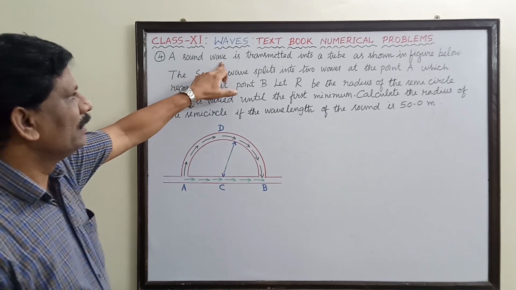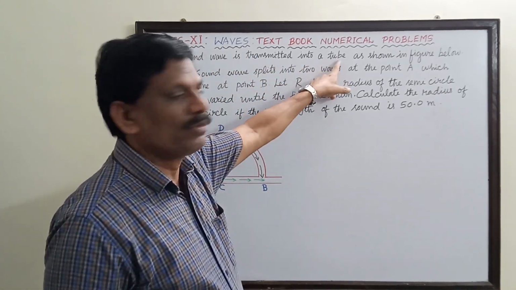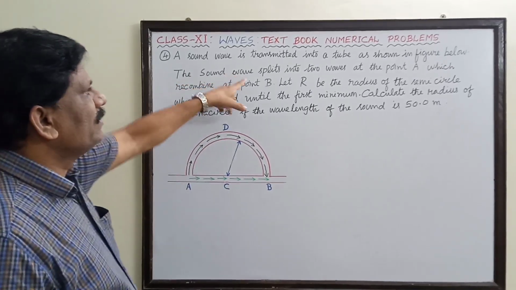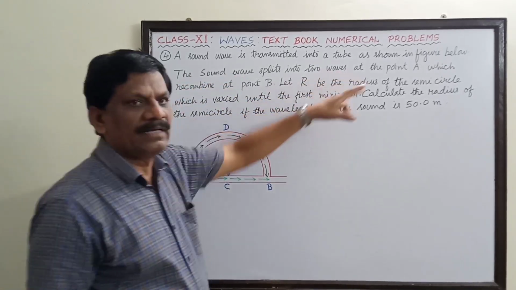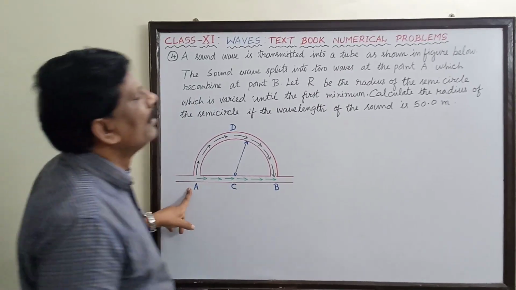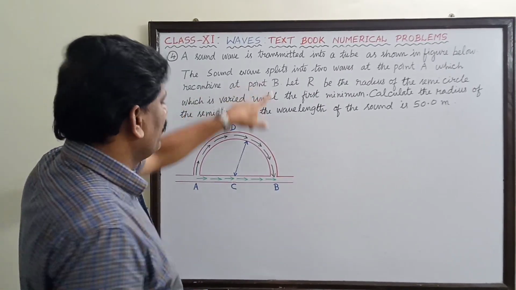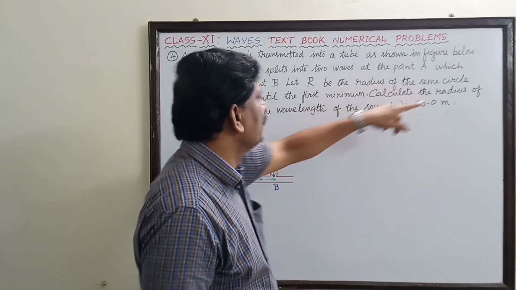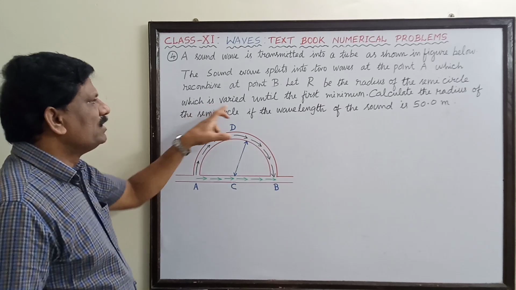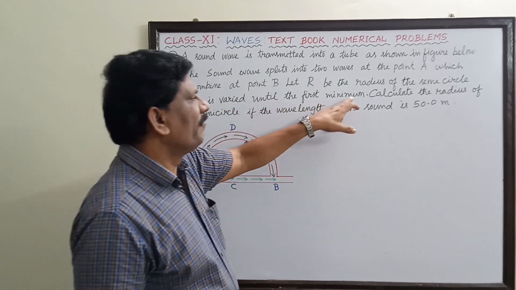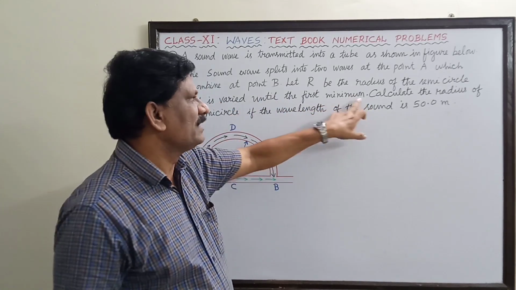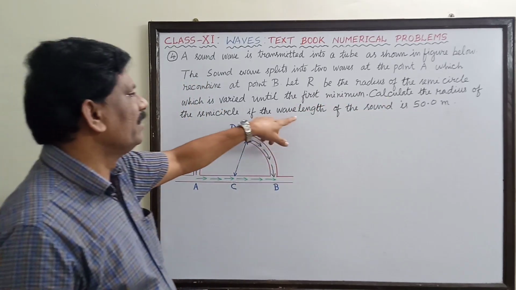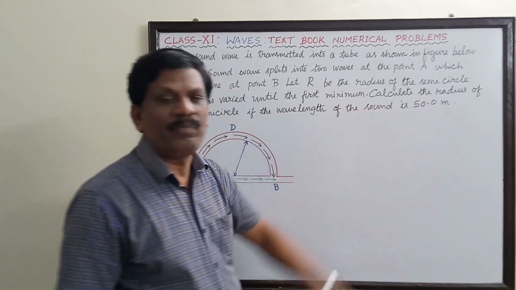A sound wave is transmitted into a tube as shown in the figure below. The sound wave splits into two waves at the point A, which recombine at the point B. Let R be the radius of the semicircle, which is varied until the first minimum. Okay, first minimum is the hint given here. Calculate the radius of the semicircle if the wavelength of the sound is 50.0 meter.